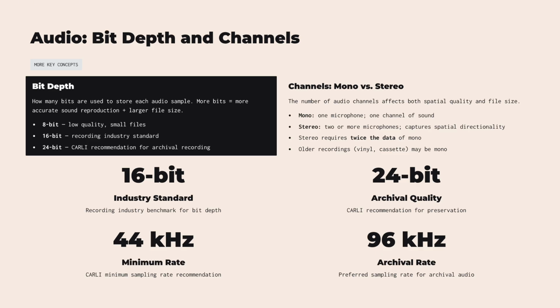Professionally produced recordings, music, documentary film, broadcast content are typically stereo. Older recordings, cassette tapes, vinyl records, dictation recordings, many of these are mono. When you are digitizing analog materials, match the channel configuration of the original. Do not upmix a mono recording to stereo. You are not adding information, you are just duplicating one channel and creating a larger file with no added value.